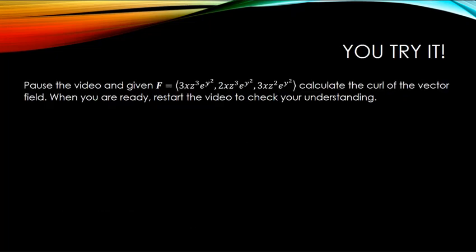Pause the video, and given the vector field F equals the vector with components 3xz cubed e to the y squared power, 2xz cubed e to the y squared power, and 3xz squared e to the y squared power, calculate the curl of the vector field. When you're ready, restart the video to check your understanding.